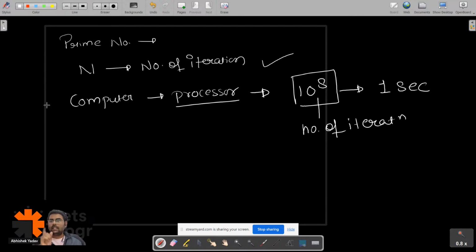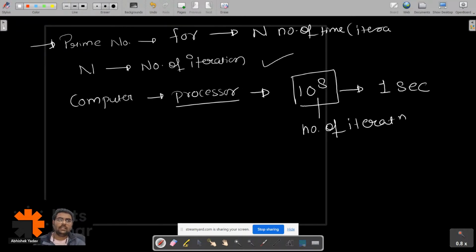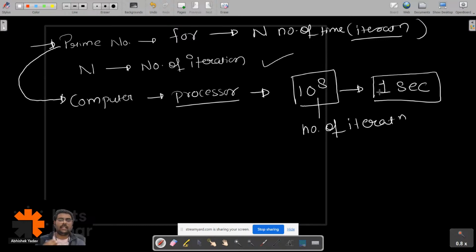It was simple. We are writing a program for a prime number, and in this prime number program we are using one for loop that is executing n number of times, meaning n number of iterations. And we are executing this program on a computer that has a processor doing 10 to the power 8 iterations in 1 second, right everyone? Simple.